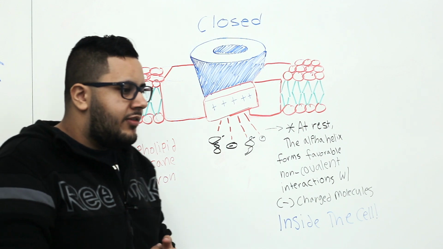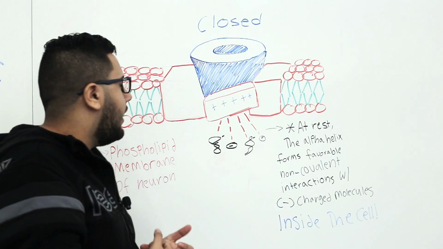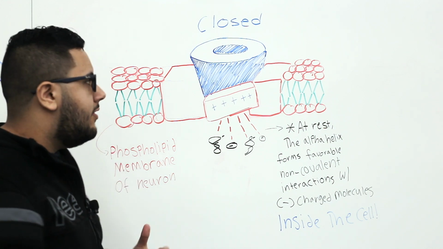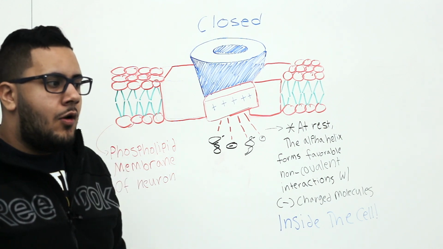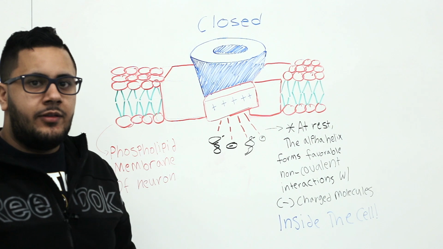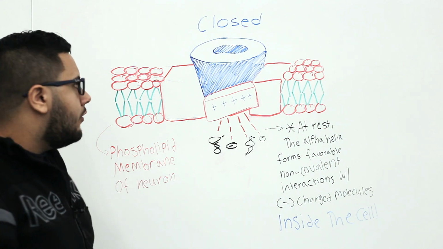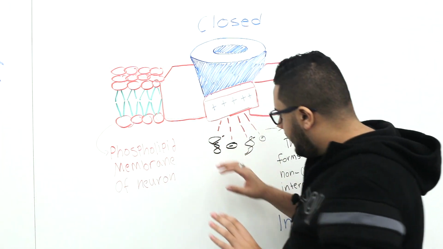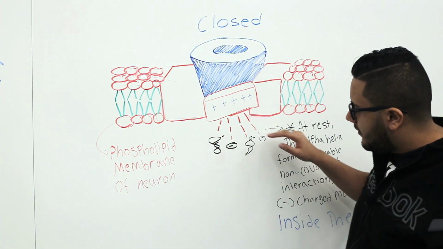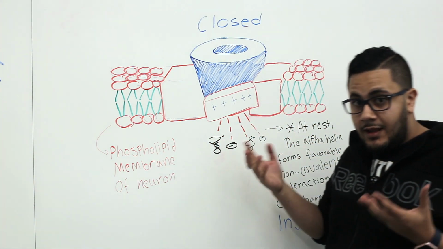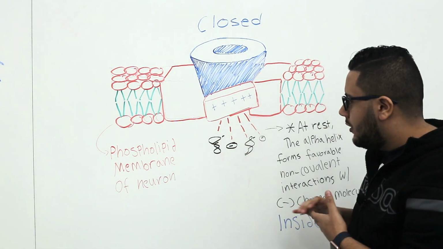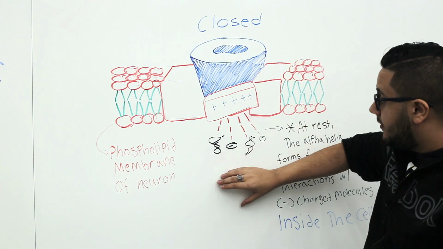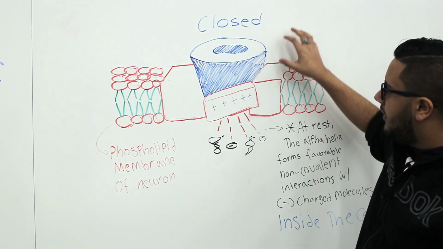So we said that this channel is a voltage-gated potassium ion channel. This means that it opens and closes based on voltage. So when the voltage inside the cell, on the cytosolic side, is negative, meaning we have more negative ions and negative molecules inside the cell, and then we have more positive ions on the outside.